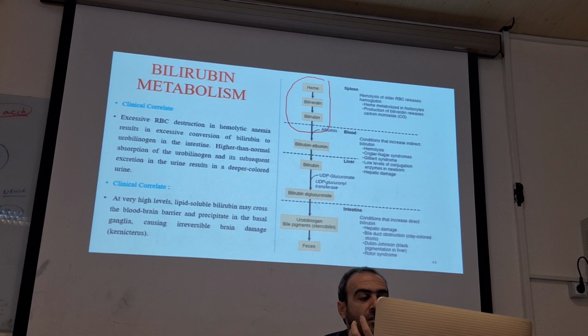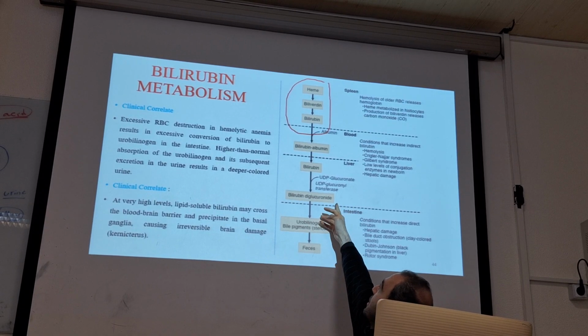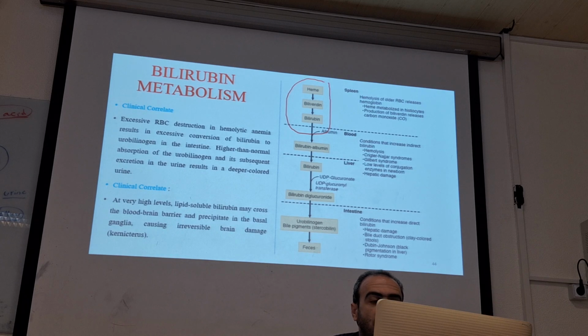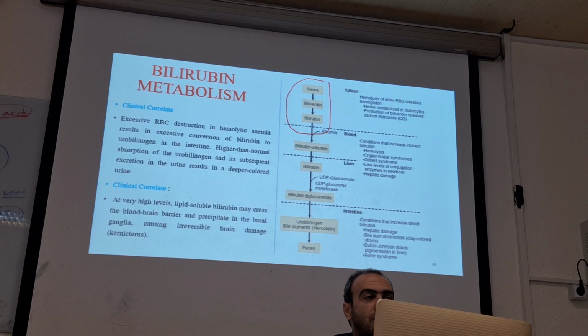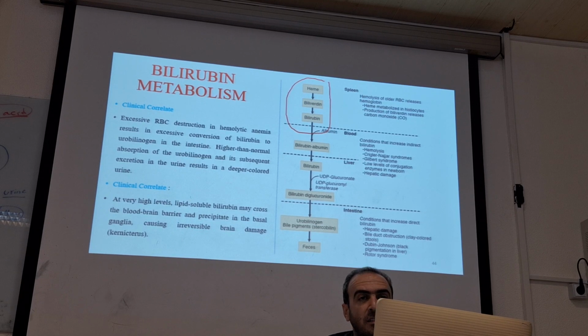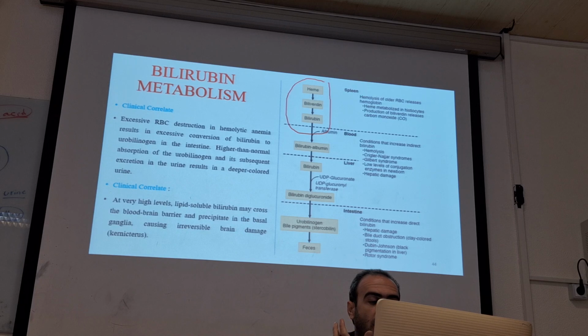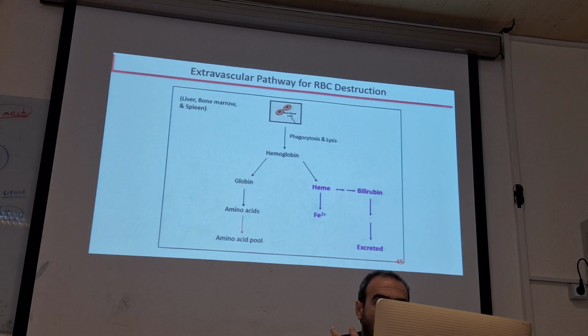Those reasons related to conjugation in the liver are known as hepatic. For example, we have Crigler-Najjar syndrome, Gilbert syndrome, Dubin-Johnson syndrome, Reye syndrome. They are the diseases related to hepatic. And related to post-hepatic, we have Rotor syndrome, and we have bile duct obstruction. So I will talk about them one by one.